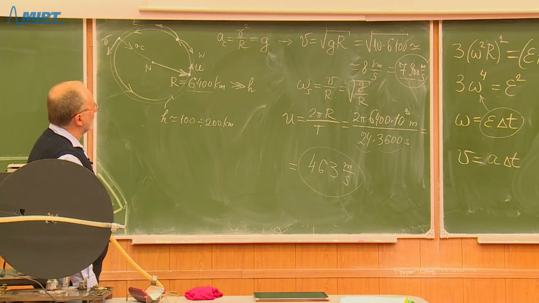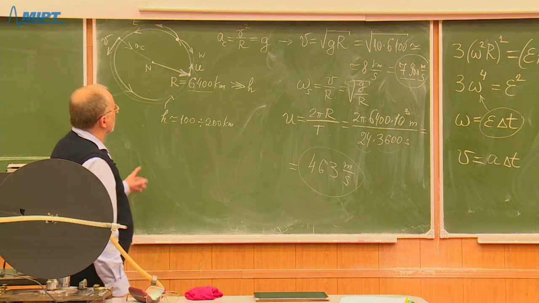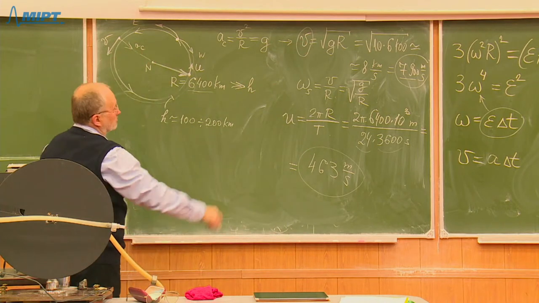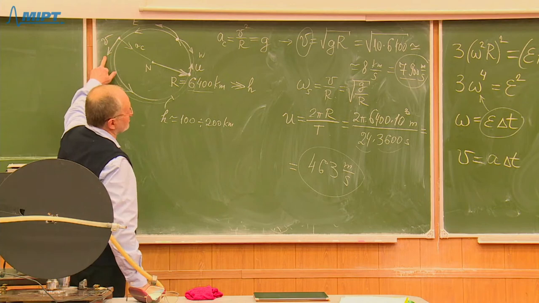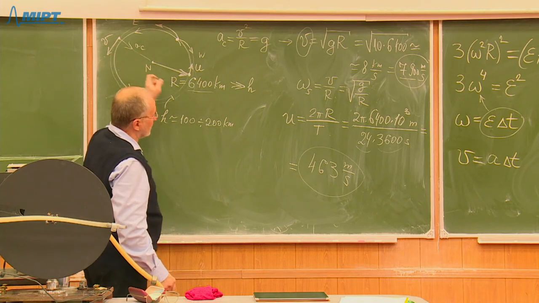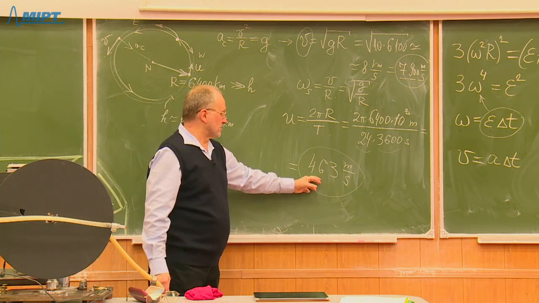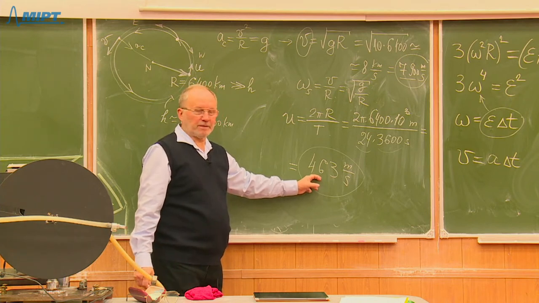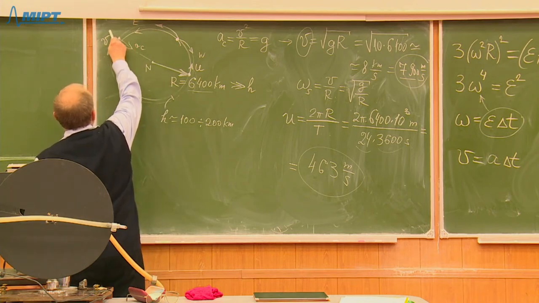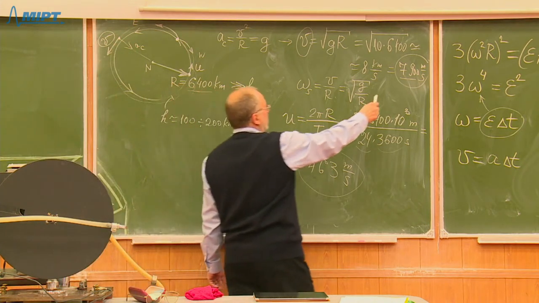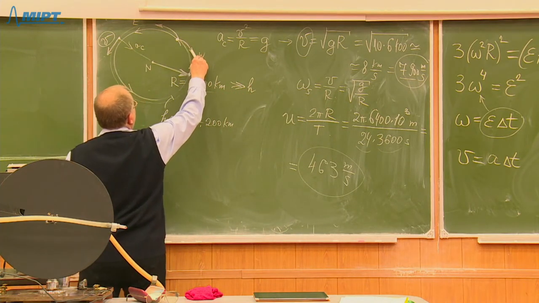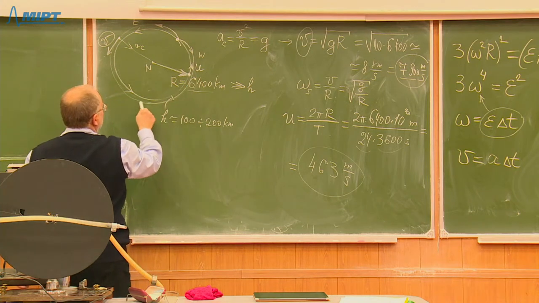So the satellite linear velocity is about 8 kilometers per second. But the Earth is rotating in the eastern direction with a velocity of almost half a kilometer per second. This is quite a considerable velocity. The question is, if we launch the satellite to the east, its linear velocity will be, as I told you, 7,900 meters per second. But if we launch the satellite to the west, what will be its linear velocity?